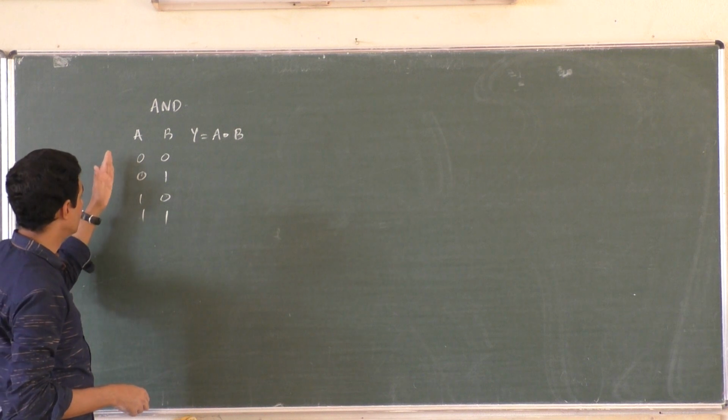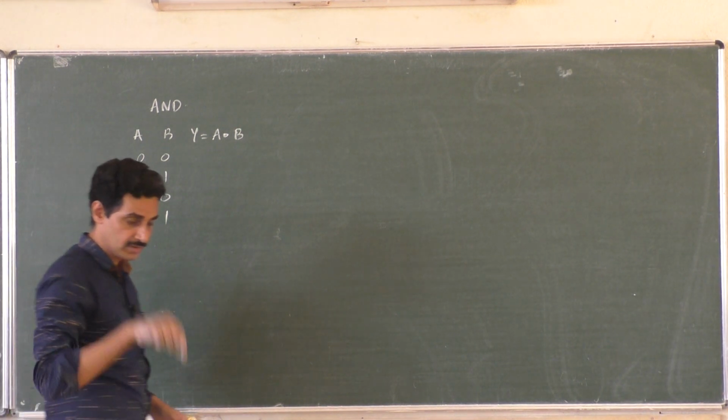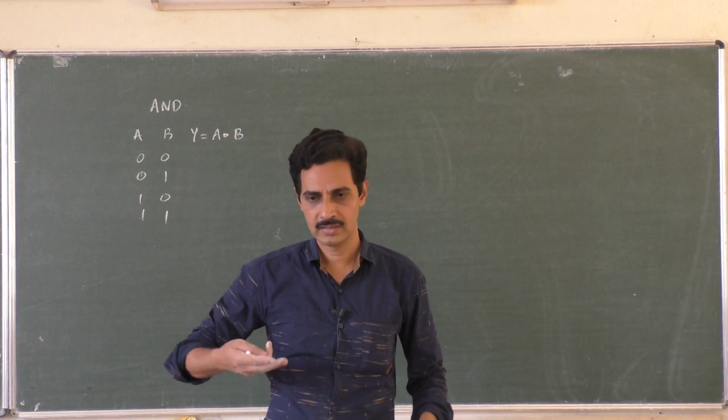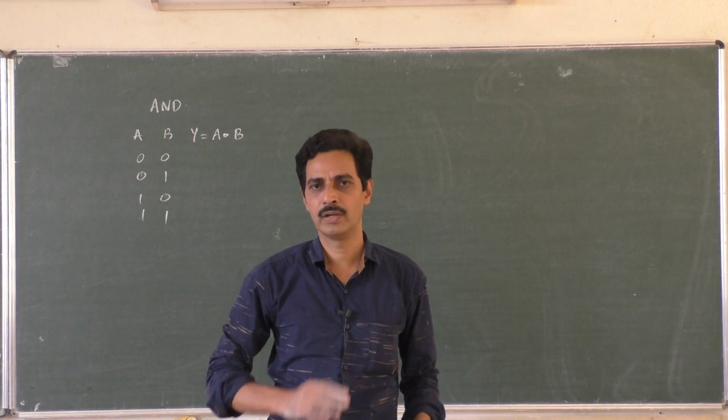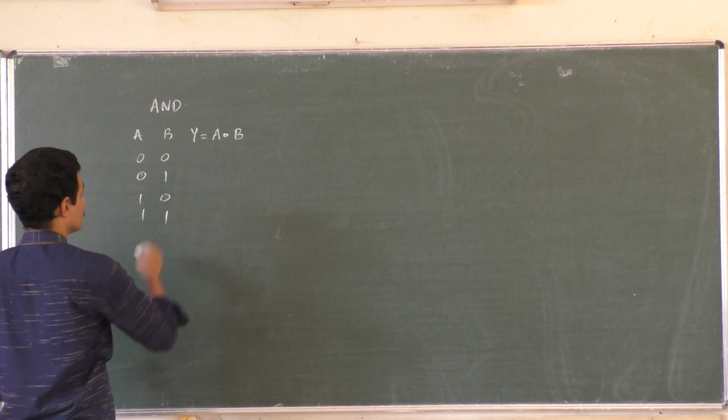Suppose you have few more. 0, 0, 0, 0, 4 times. 1, 1, 1, 1, like that. So first row, toggle it for every number. 0, 1, 0, 1. Second row, 0, 0, 1, 1. Finish. You will write all the permutation combinations. This is over. So what is AND gate?